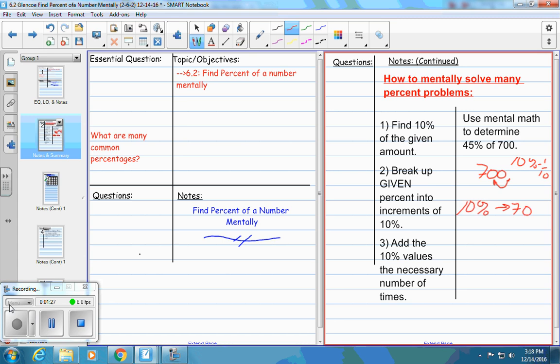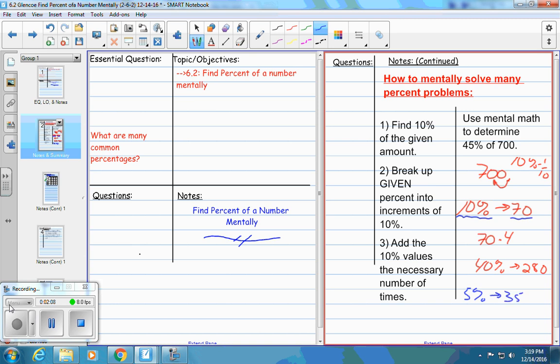So if we're trying to find 45%, how many times are we going to have to add up the 70 amount? Yeah, it's going to be 4.5 times. So what we actually have to do is multiply 70 by 4 in our head, and that would get us the 40% value. So 40% is going to be 280. What is 5%? Well, we already have this 10% value, which is 70. So 5% is half of the 70 because 5% is half of 10%. And half of 70 is 35.